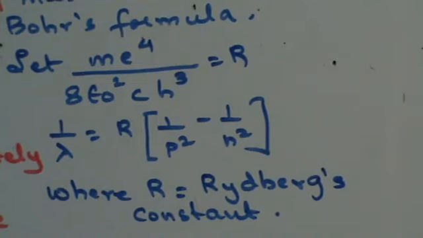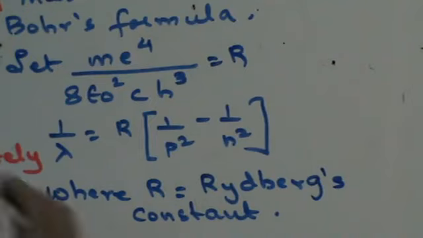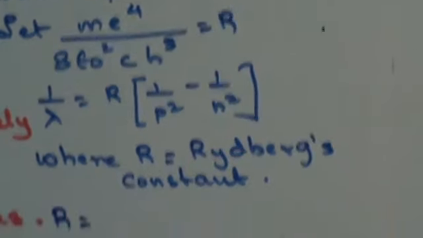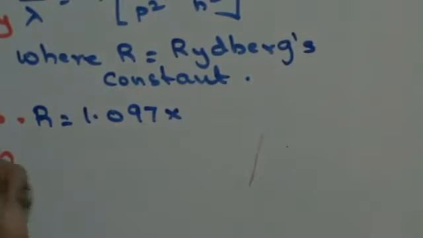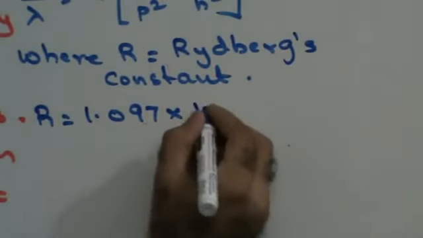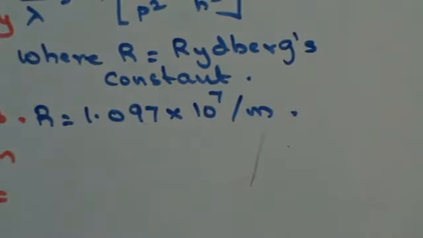Fine. Now, if I substitute all the values, it has been experimentally or mathematically found that the value of R is 1.097 × 10^7 per meter. Right? That's going to be my value of R. Fine, do we get this here? So do you understand the origin of spectral lines?